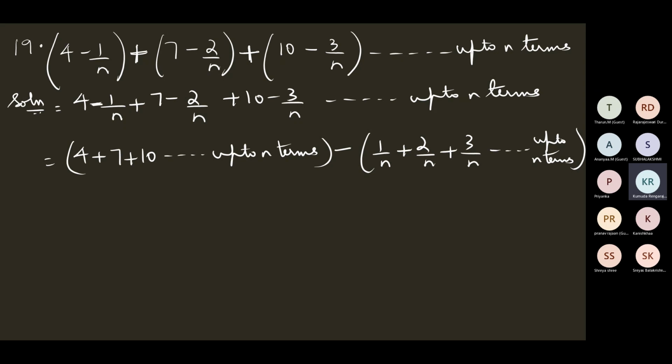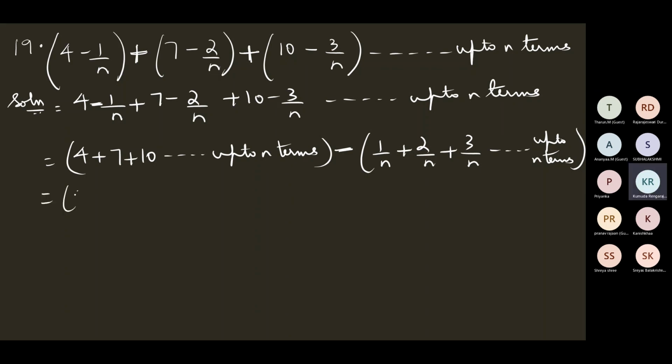And then minus is common. See here, minus common. So open bracket 1 by n. So minus into 1 by n is minus 1 by n. And then you have minus 2 by n. So minus into plus is minus 2 by n. Minus 3 by n. Minus into plus is minus 3 by n. So on up to n terms. Is it understood so far? Yes, ma'am. Okay.